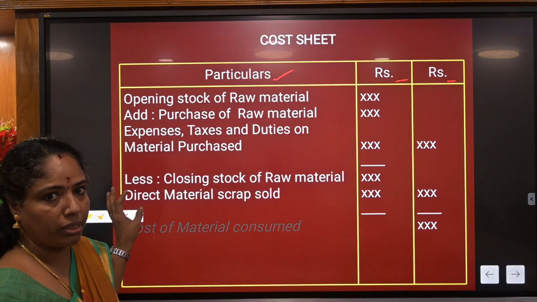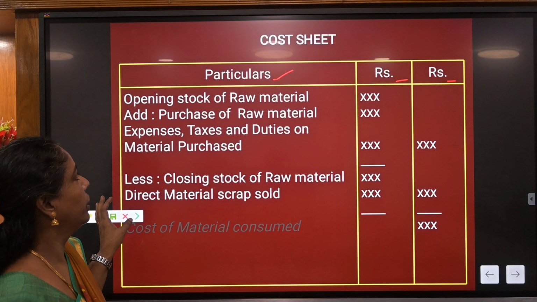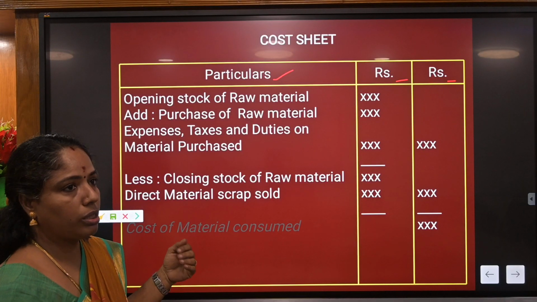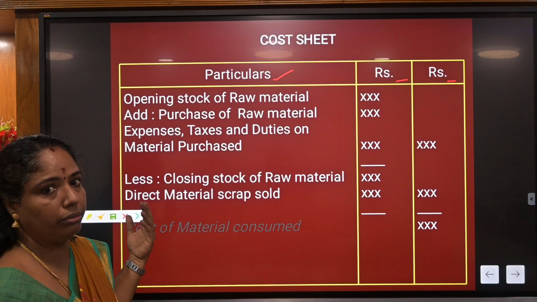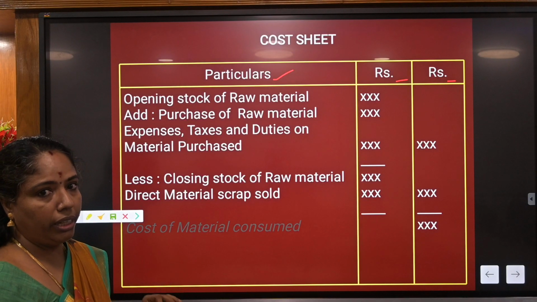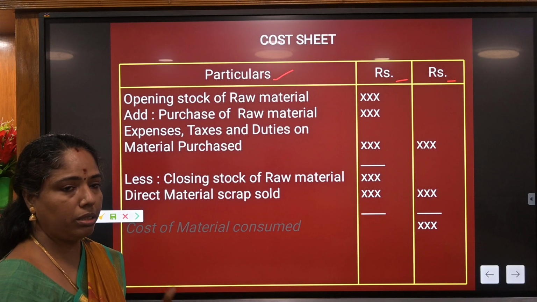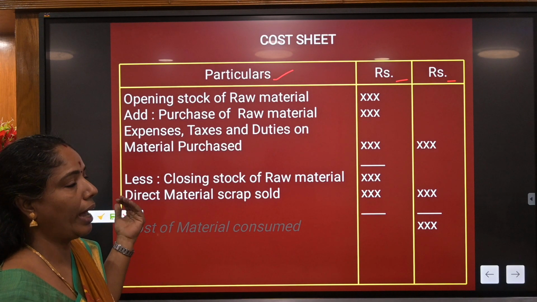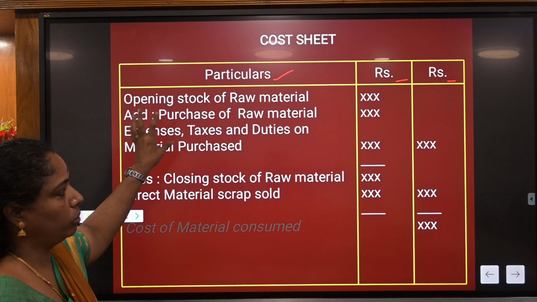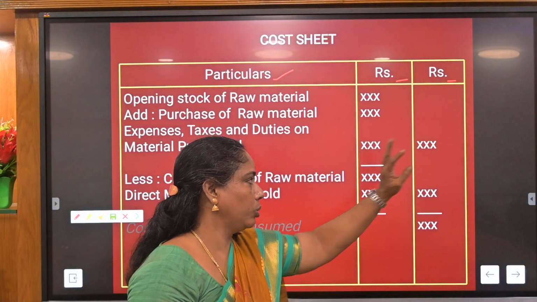First starts with opening stock of raw materials, that we have to give in the first inner column. Then add purchase of raw materials. So the raw materials which we have purchased should be added with the opening stock of raw materials. Then if we are spending any expenses or paying any taxes to purchase that particular product, we have to add that with the material. So these all come under this category. If we add all this, the final answer we have to put in the outer column.